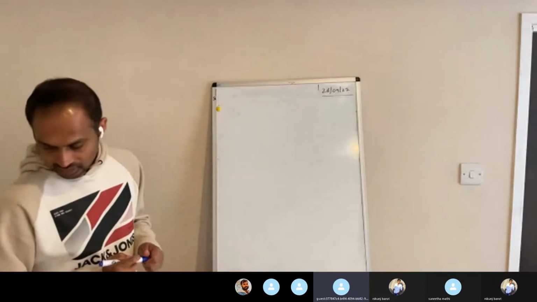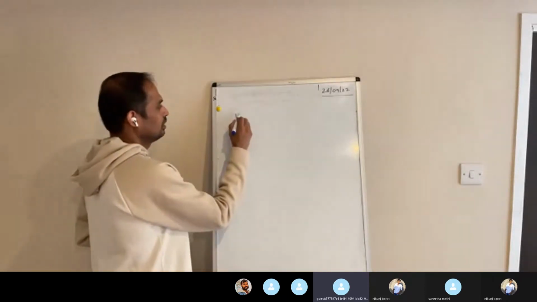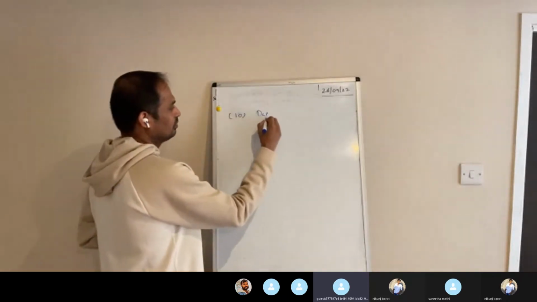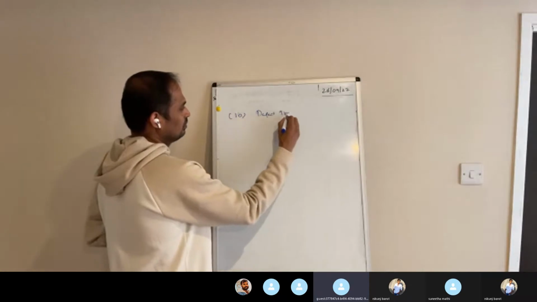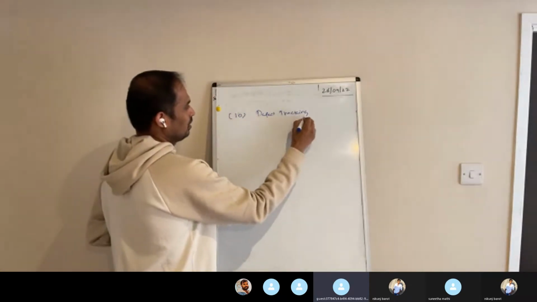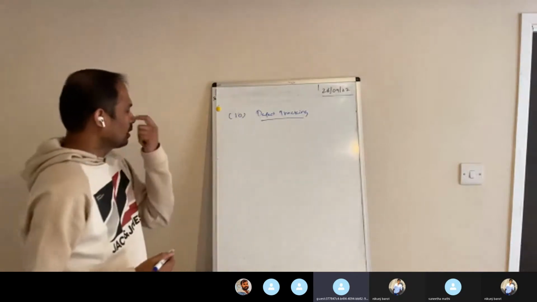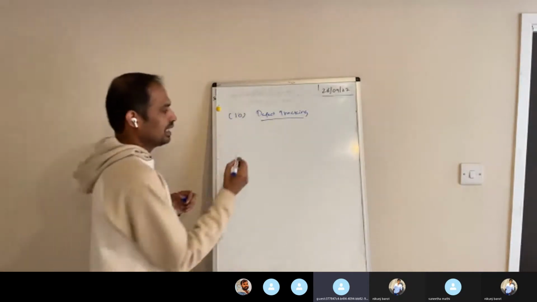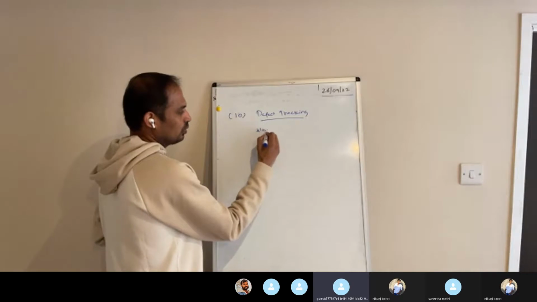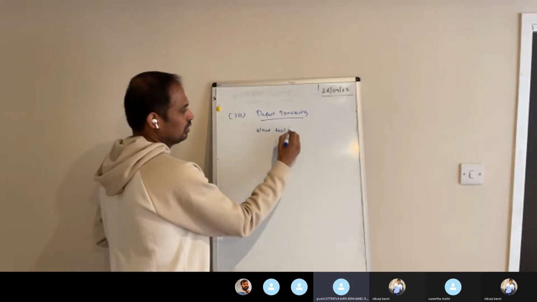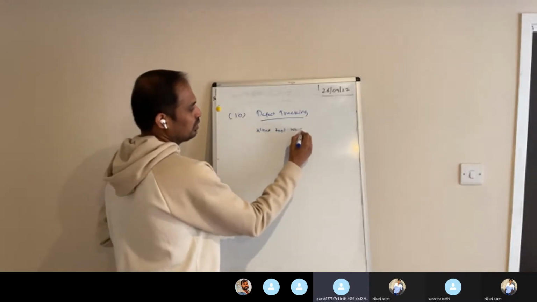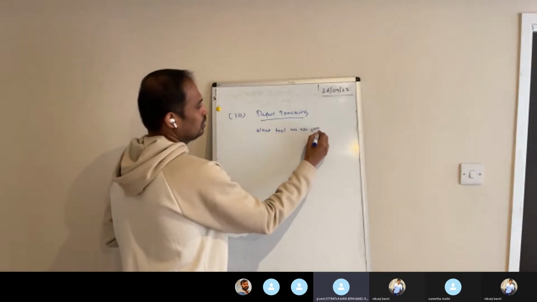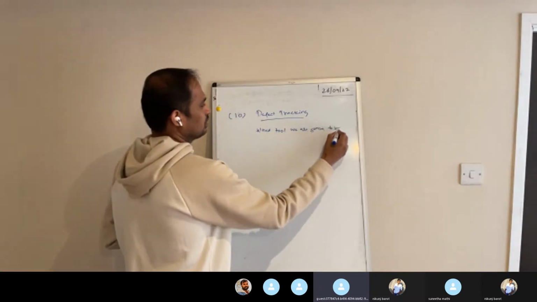Next one is the 10th one. Defect tracking. In defect tracking, we are gonna decide what tool we are gonna use to raise a defect.